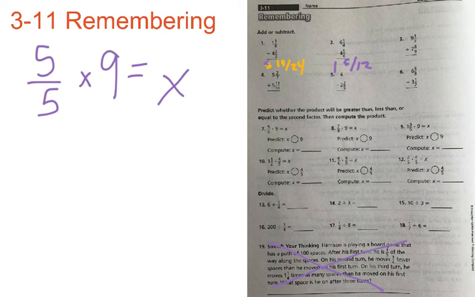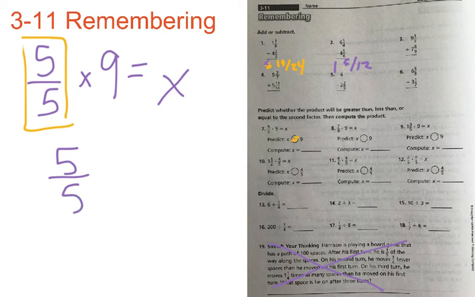Well, I'm going to look at the fraction I'm multiplying by, and 5 over 5 is simply 1, right? 5 over 5 is equal to 1. So if I multiply any whole number by 1, or any number by 1, it's going to be that number. So I'm going to predict that x is equal to 9. Now I can just solve.